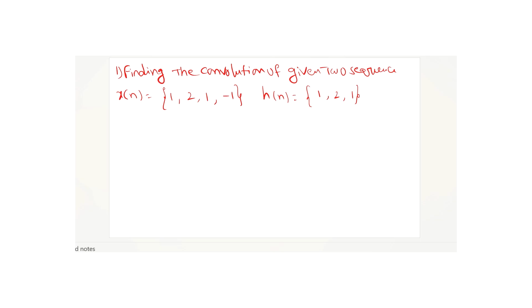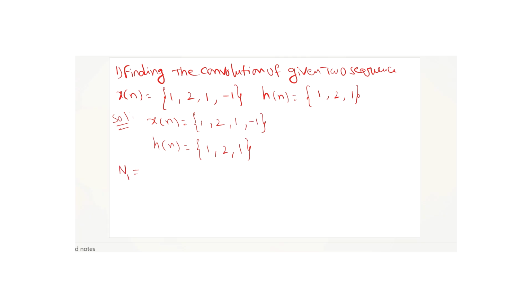Now, in the convolution we have a procedure, right? So first, what is the convolution? Convolution is nothing but finding the relation of one sequence upon the second sequence. So in the same way, first write down the given two sequences. Given x of n is equal to 1, 2, 1, minus 1 and h of n is equal to 1, 2, 1.